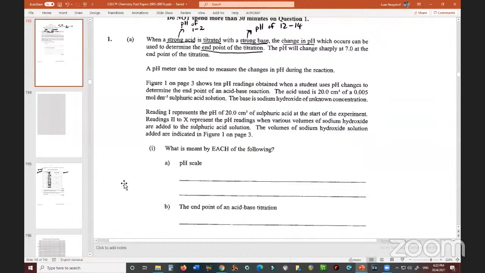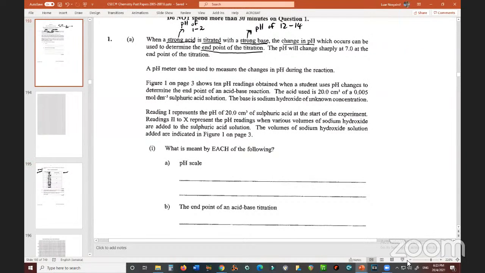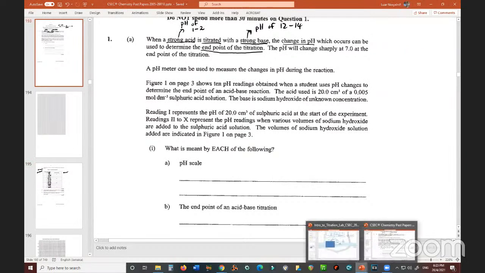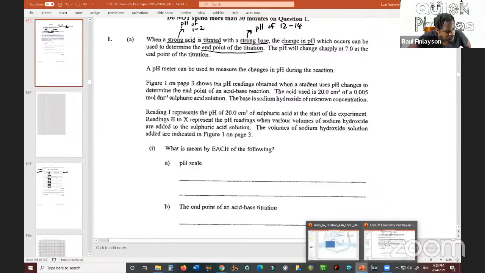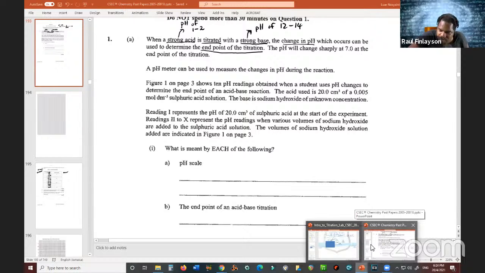I see that you gave us the number line a while ago. It's not a number line. Yeah, it is a number line in a sense, but go ahead. The scale a while ago. It is a number line, ranging from 0 to 14. Okay, with 7 being in between, so neither acid nor base.